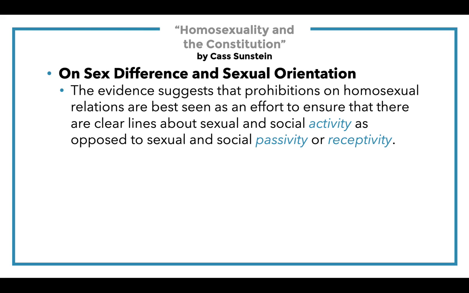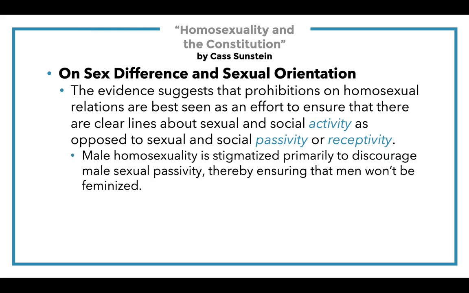And so I think there's something really plausible about what Sunstein is saying here, which is that there are these two categories: people who are supposed to be sexually and socially active, and this other group of people who are supposed to be sexually and socially passive or receptive. Obviously, the thought is that men are supposed to be sexually and socially active, women are supposed to be sexually and socially passive or receptive. Men are supposed to be political, they're supposed to have jobs, they're the hunters, not the gatherers, doing the active thing, not the passive thing.